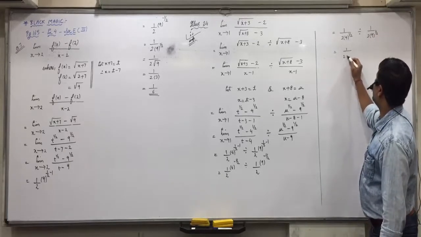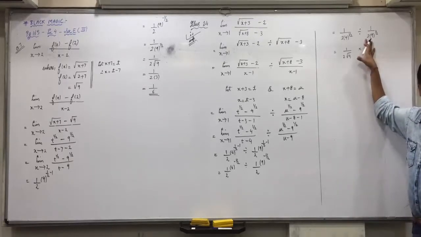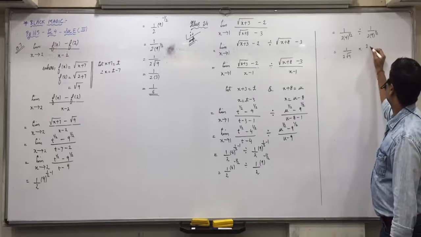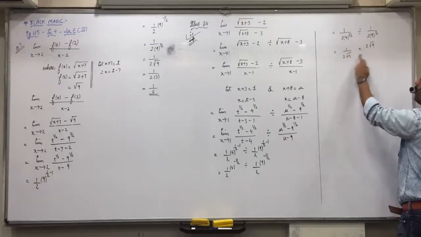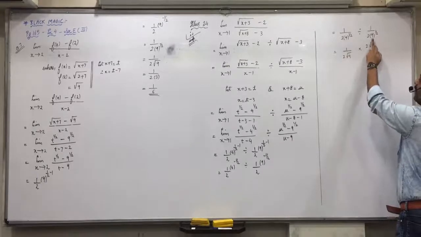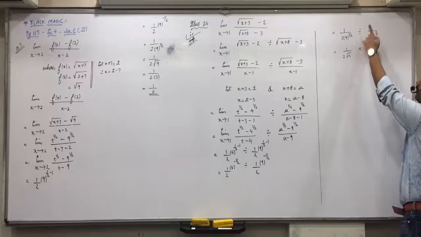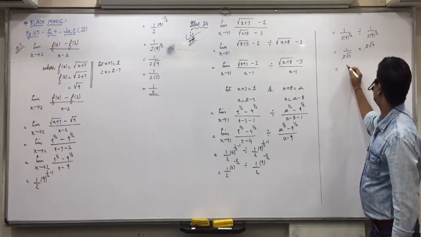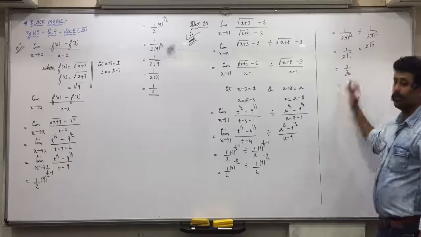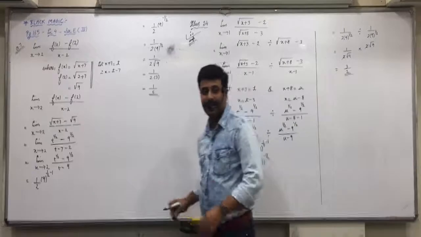What is 1 by 2? And can I say divide by this means multiplied by reciprocal? Okay, 1 by 2 power means square root of 4, 1 by 2 power means square root of 9, and divided means multiplied by reciprocal. So I multiplied by 2 root 9. 2 gets cancelled. Root of 9 is 3, root of 4 is 2. Did you all understand this portion?